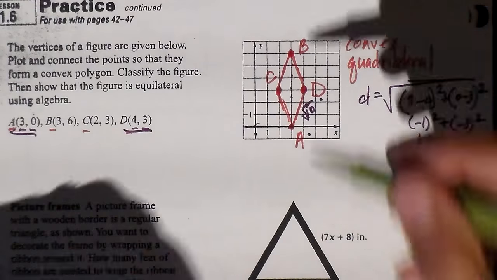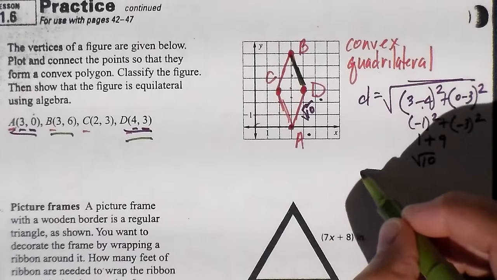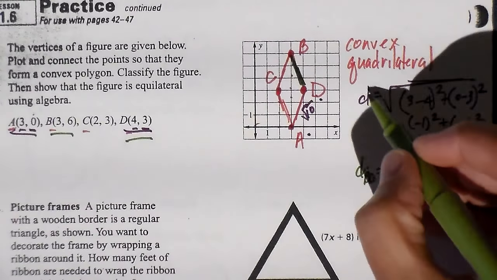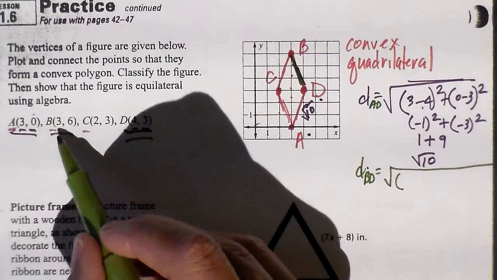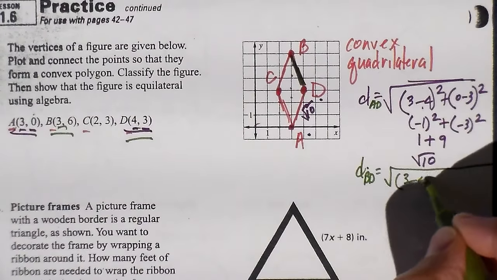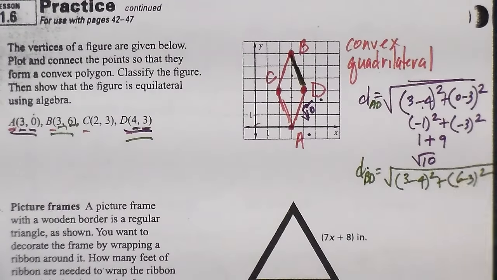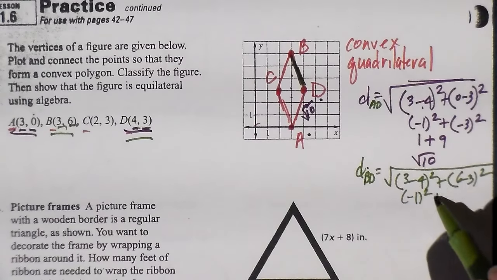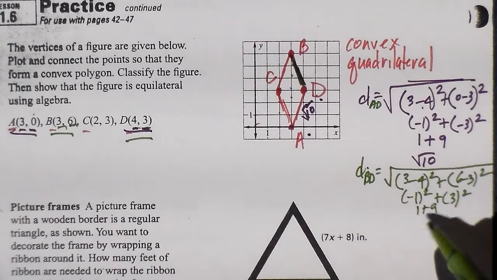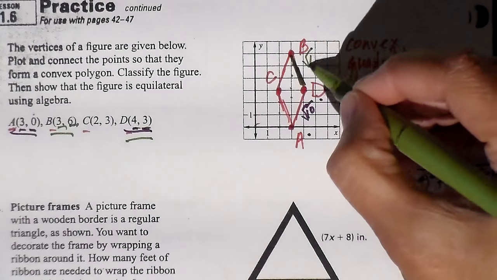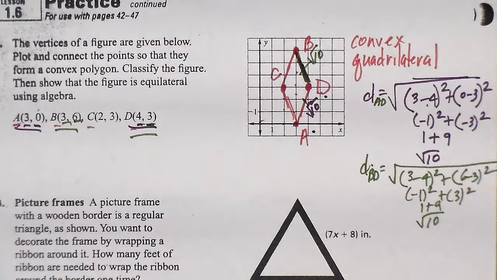Okay, let's do the next distance. Now we're going to do BD. BD is here and here. So I'm going to do the distance for BD. I've got the square root of, for B and D, 3 minus 4 again, and then 6 minus 3. 3 minus 4 is -1, so I got -1 squared plus 3 squared. And if you look at that, 1 plus 9 is what again? 10. So this is the square root of 10. So far we've got two congruent sides, right? These two guys are the same length.